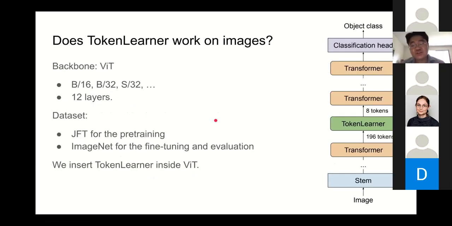So we first wanted to validate whether TokenLearner works on images. It is irrelevant whether we apply this to images or videos. This is a pretty generic formulation. So we wanted to apply this to images first, using the vision transformer as a backbone. How did we do that? We try to insert this somewhere in the middle of the vision transformer. In the vision transformer, there are 12 transformer modules, and we inserted it in the beginning, in the middle, and later, and evaluated how it performs.